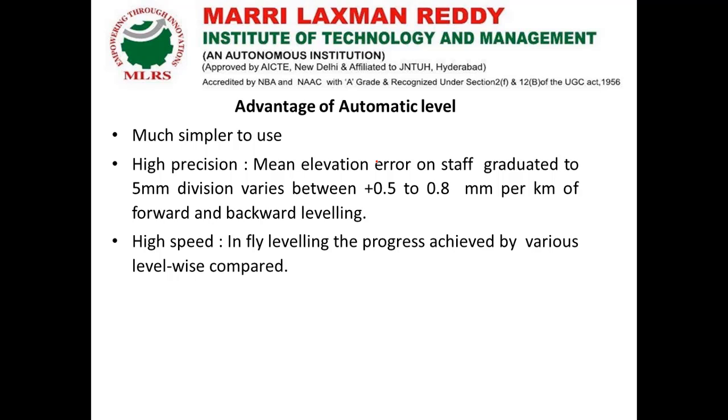The advantage of the automatic level is that it is very simple to use and has high precision, so the error per kilometer may vary between plus or minus 0.5 mm to 0.8 mm, in forward as well as backward leveling. It also has high speed. If we do fly leveling with the help of the auto level, we can achieve the entire process in less time, since the leveling can be done easily.